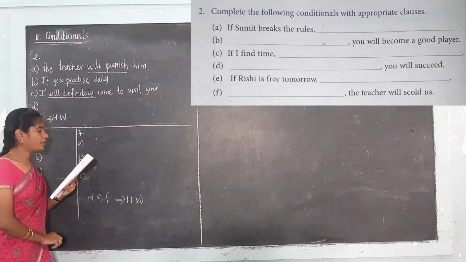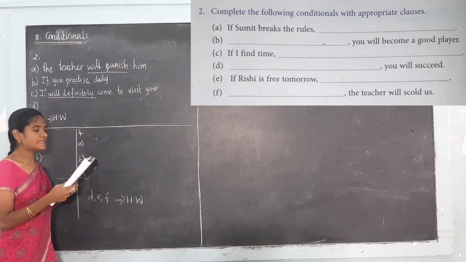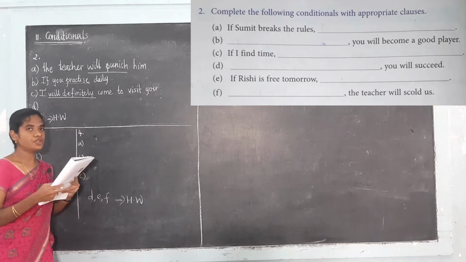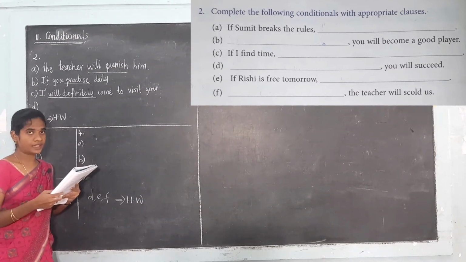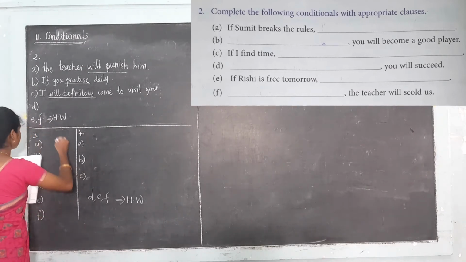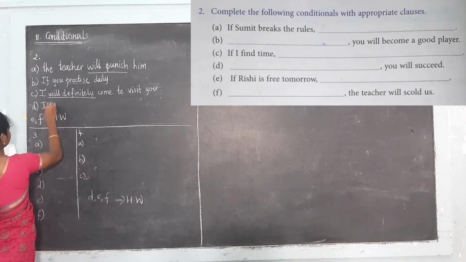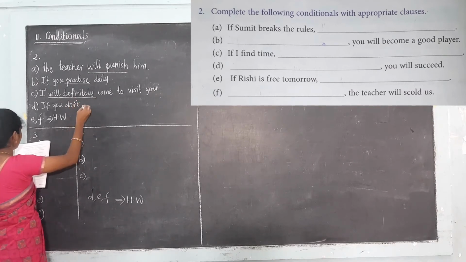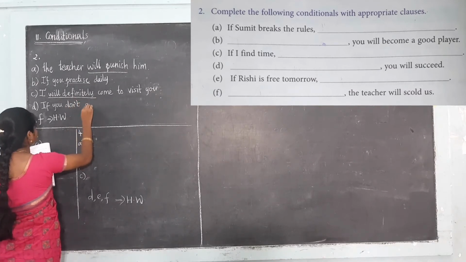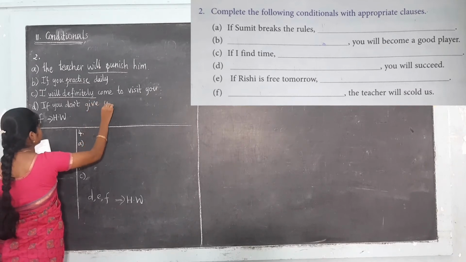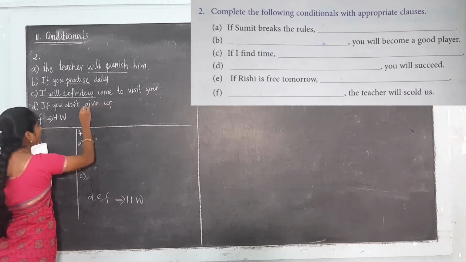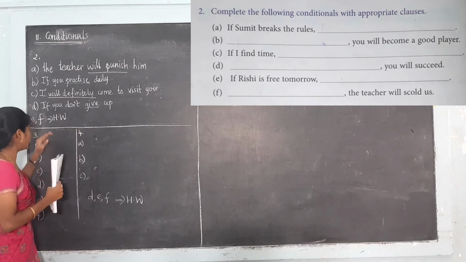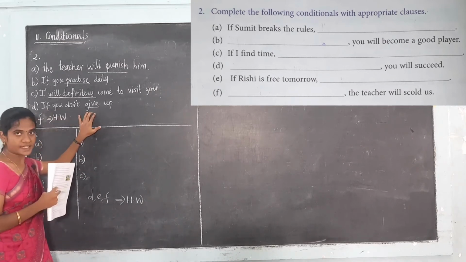See the next one, dash, you will succeed. So if you don't give up, you will succeed. If you don't give up. So we have written the if clause in the present tense.